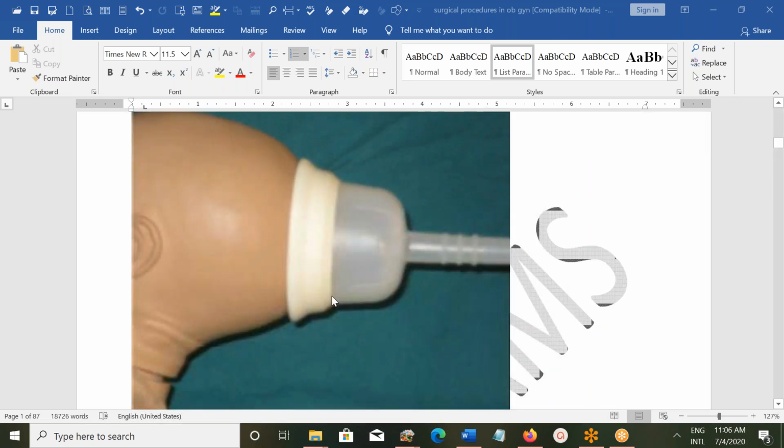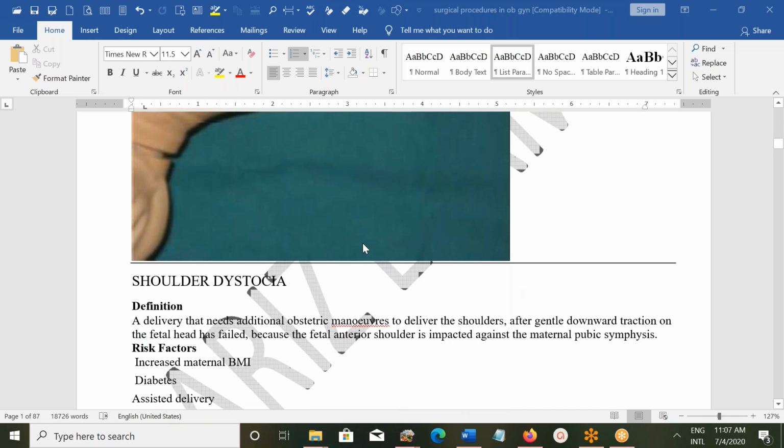That is the point of the vacuum. The vacuum is applied 3 centimeters anterior to the posterior fontanelle, and the center of the cup should be at the level of the posterior fontanelle. They can use the elastic plastic cup, but it is associated with a higher chance of failure.